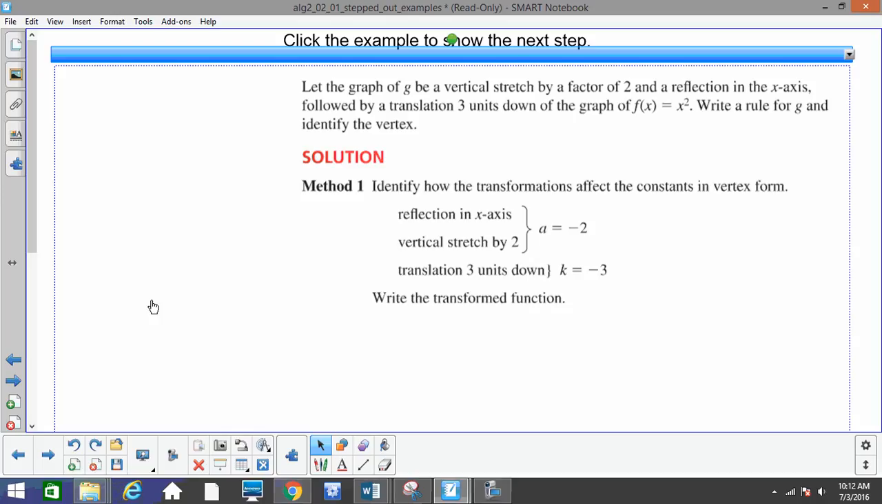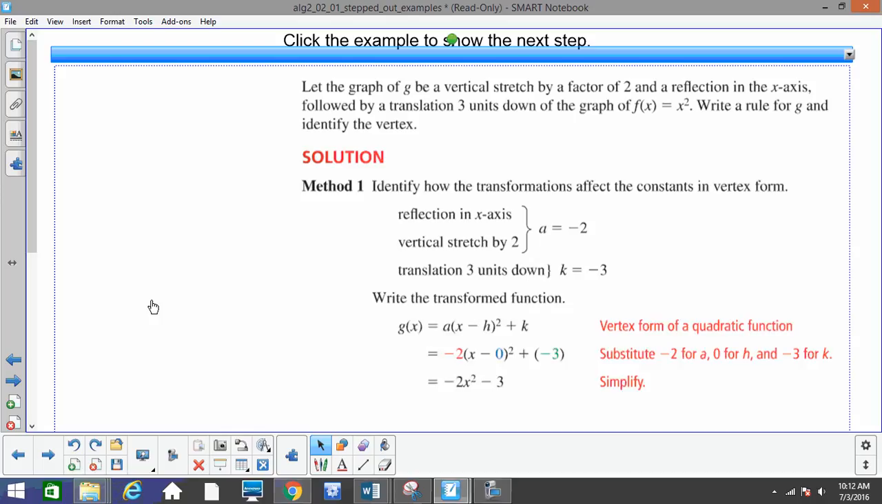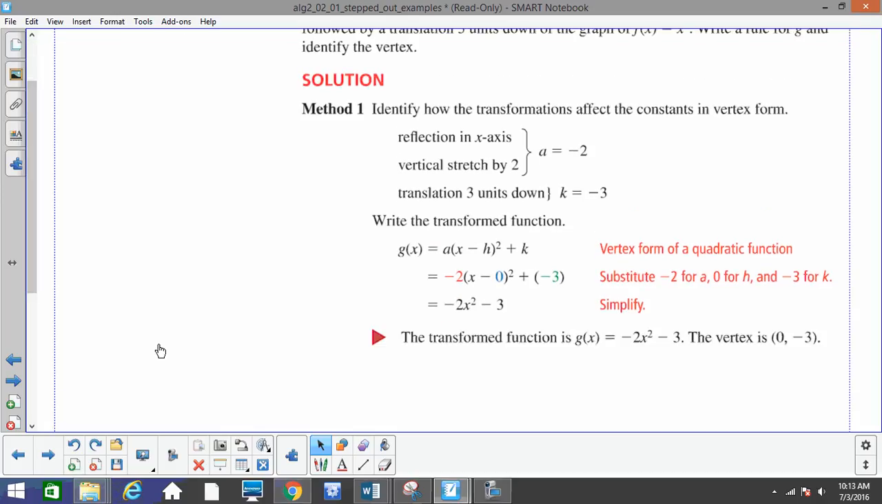And we're just going to write the transformed function. Plug everything in. That's what we end up with. And your vertex would be 0, -3.